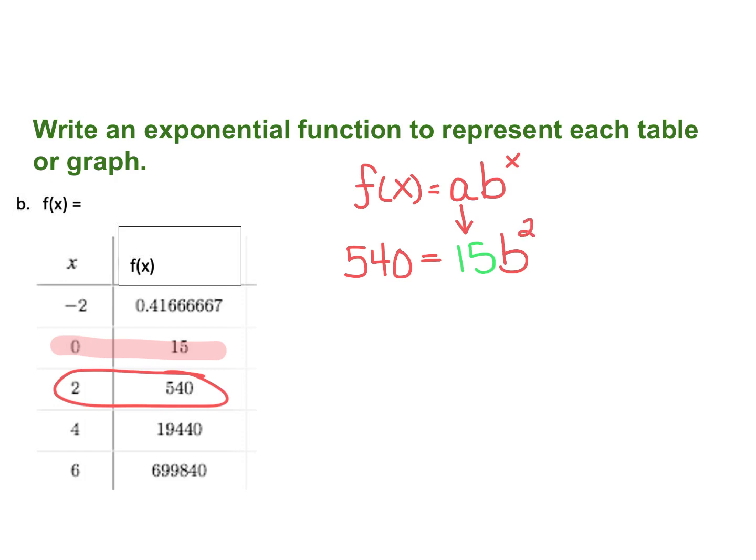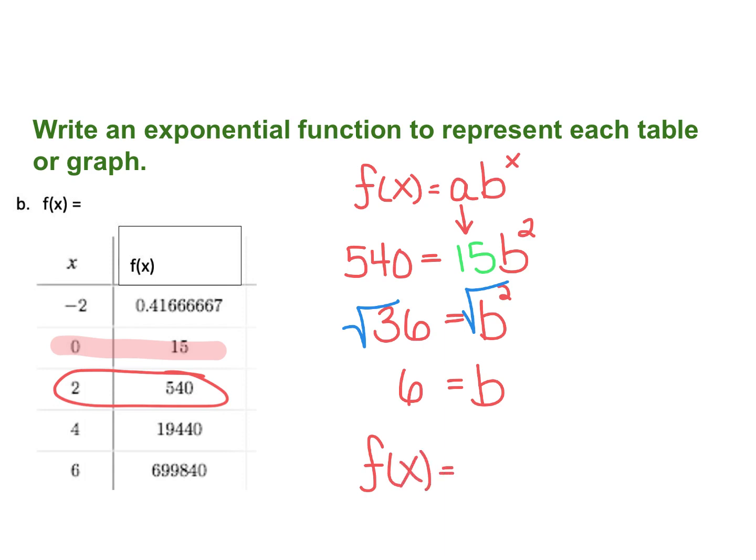So next I'm going to divide both sides by 15, which gives me b squared equals 36. And now how do I unsquare something? Well, that would be the square root. And where technically there are two answers, I know my base is not negative in an exponential function, so I'm going to only worry about my principal root here, which is 6. So my exponential function will be f of x equals 15 times 6 to the x power. This would be an example of exponential growth. The growth factor is 6 and the growth rate would be 5.